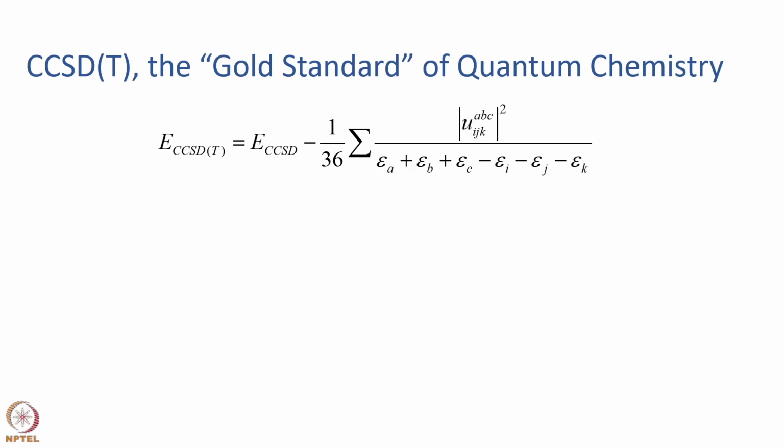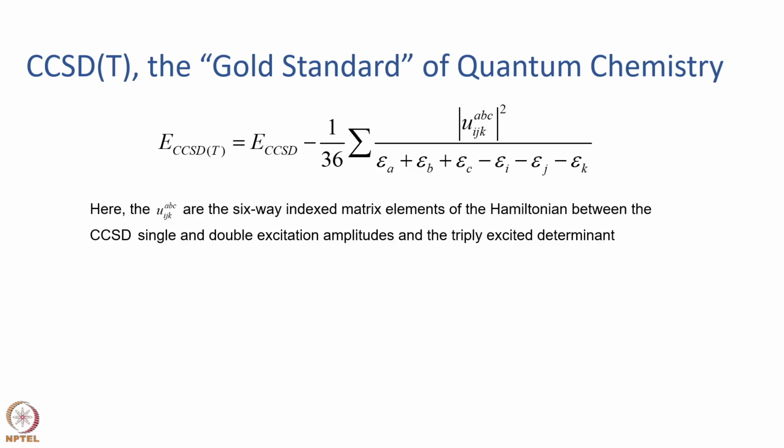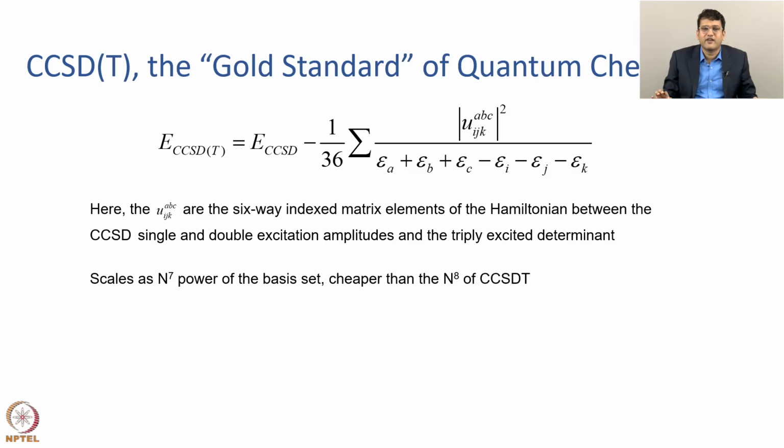chemistry. And this is the CCSD(T) energy formula, where these U are the six-way index matrix elements of the Hamiltonian between the coupled cluster singles and doubles amplitudes and the triply excited determinants. It scales as N to the power 7 of the basis set. Although this N to the power 7 is non-iterative and much cheaper than the iterative N to the power 8 of the coupled cluster singles doubles full triples.